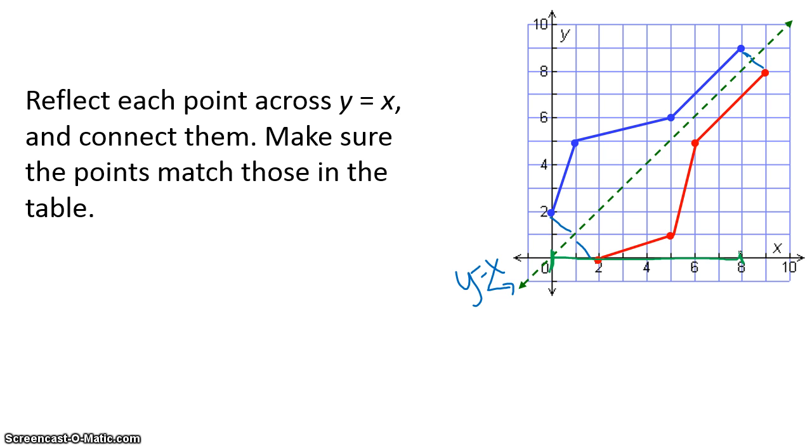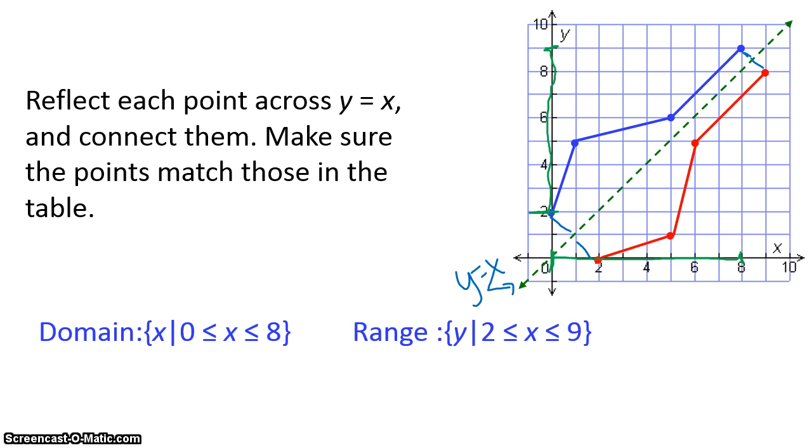Now let's look at the range. So let's come up here. We started here at 2, and we went up to 9. So there's our domain and range of our original function: the domain which went from 0 to 8, including the endpoints, and the range that went from 2 to 9.